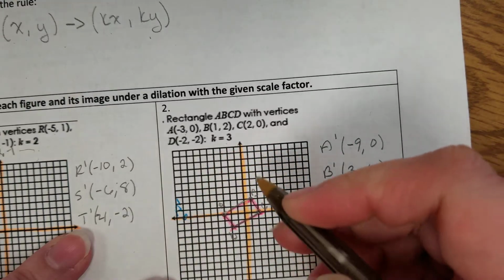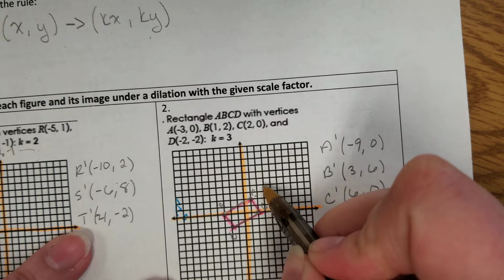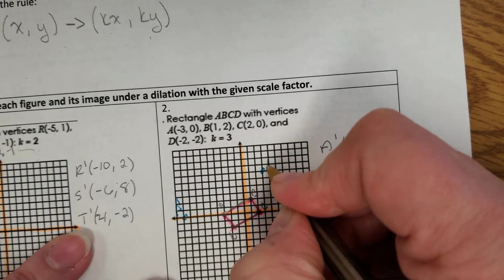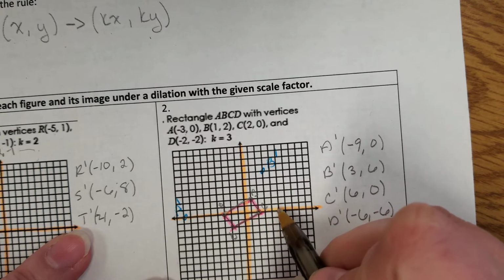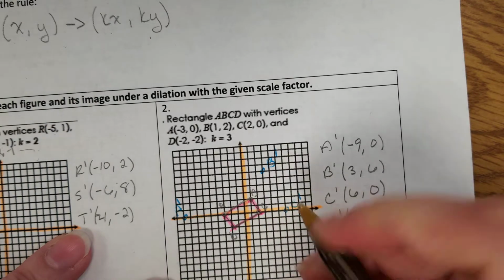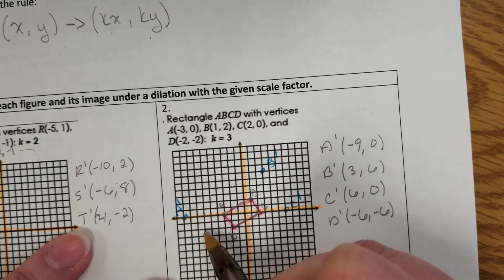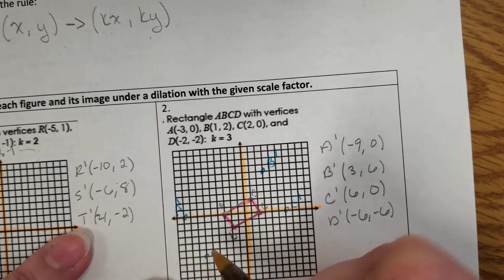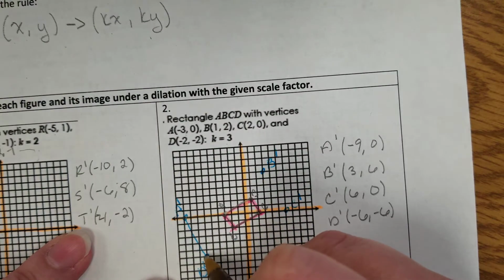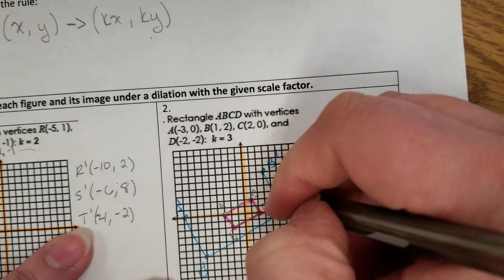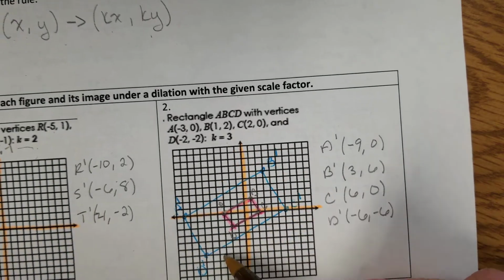So here we have A prime. B prime is 1, 2, 3. And there's B prime. Then C prime, and D prime. And there we have our dilated rectangle.